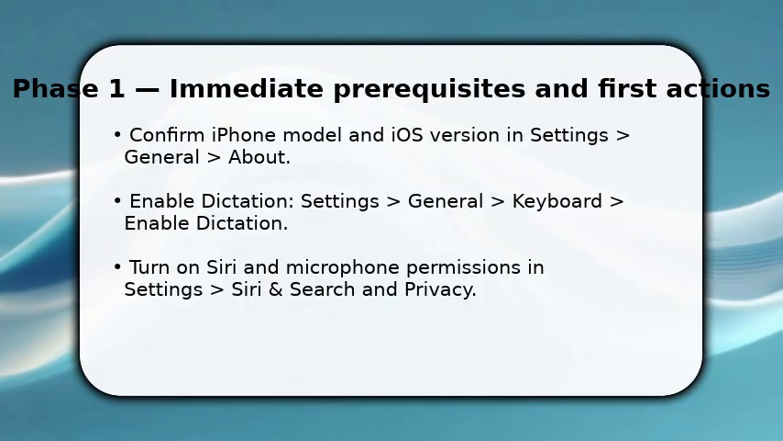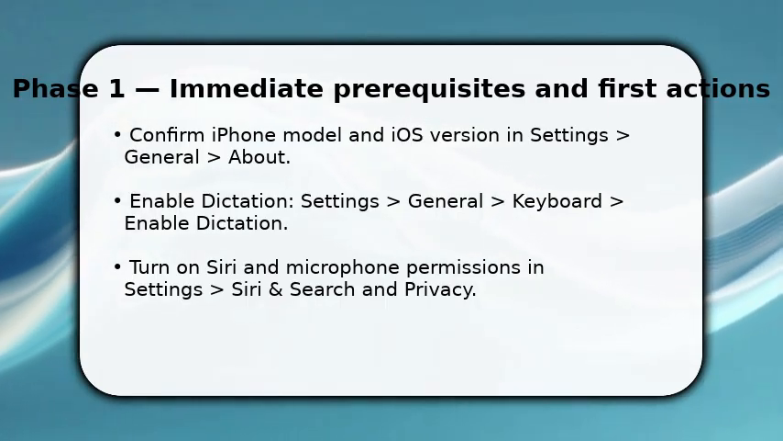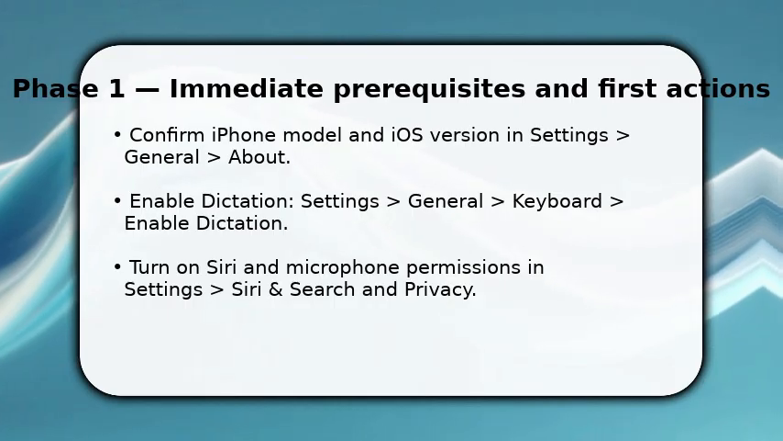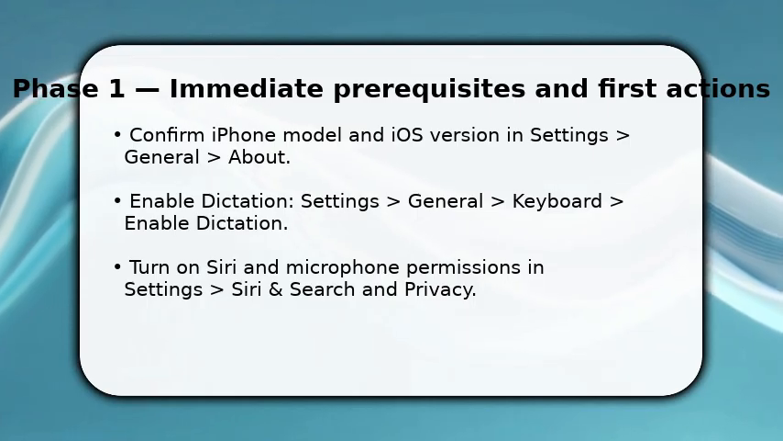Start by confirming your iPhone model and the iOS version. This matters because features differ by release. Next, enable dictation from Settings General Keyboard. This activates the local speech engine.